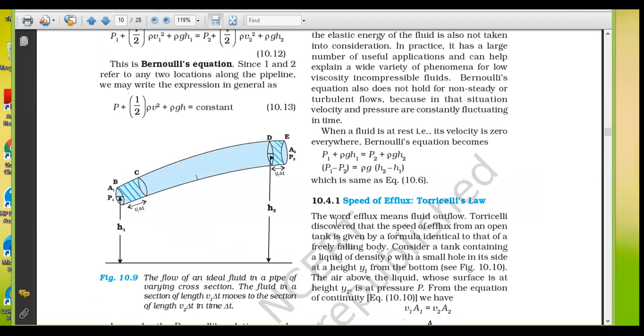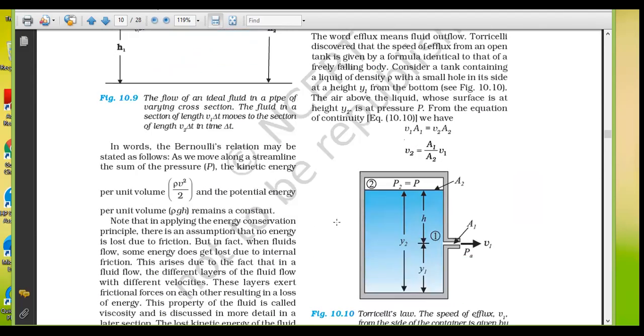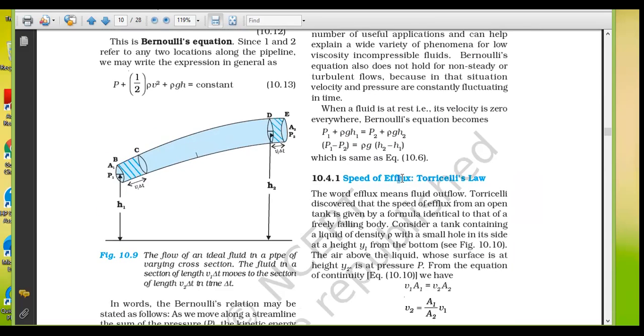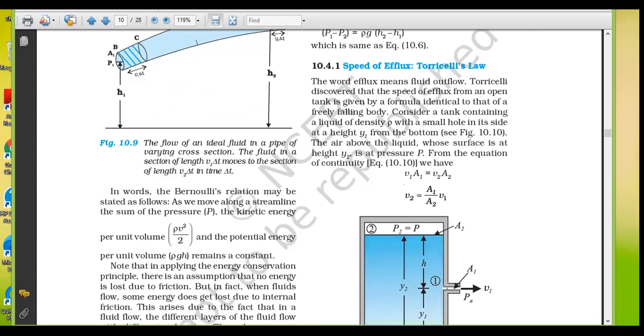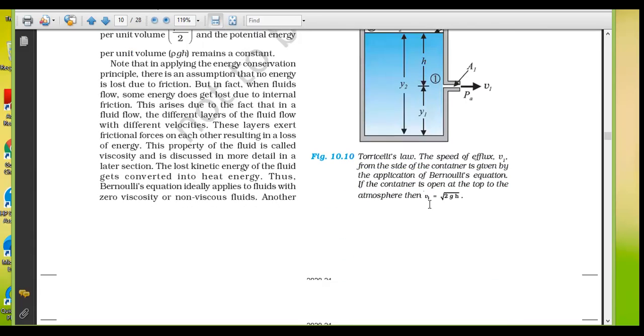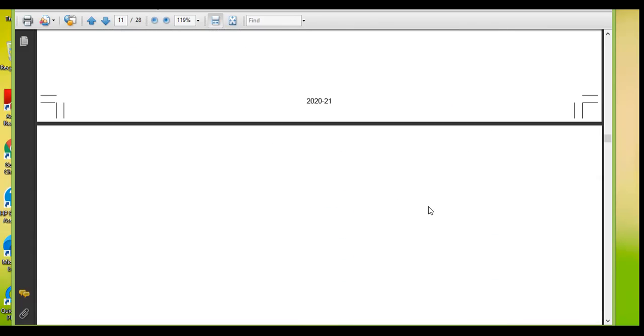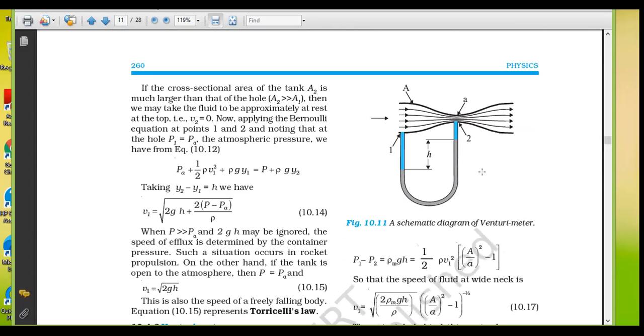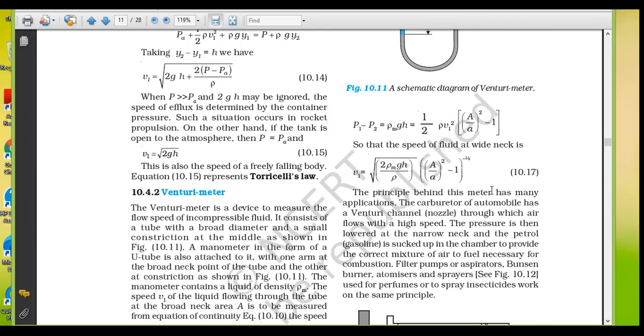Bernoulli's principle, we talked about it, right? Bernoulli's equation. Speed of efflux, we talked about it. I told you the etymology here: what is efflux? Flux means flow, e means exit. So exit flow. So speed with which it is coming out, that is what it's called. Exit flow or exit speed. We talked about this Venturi meter, right? Pressure differences. We talked about these derivations. Okay.